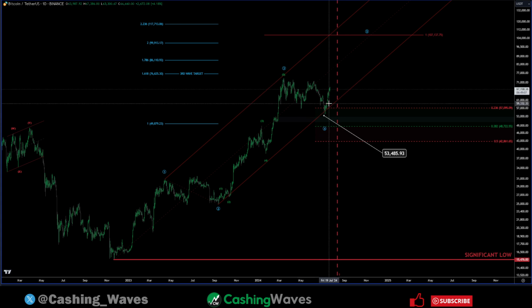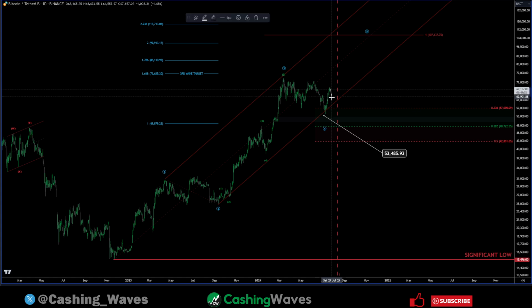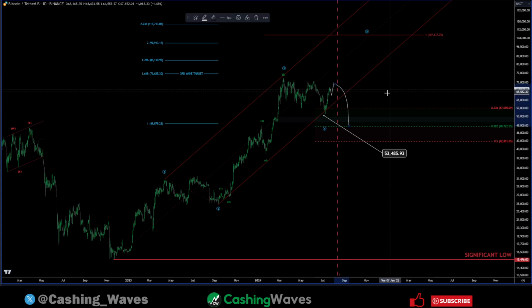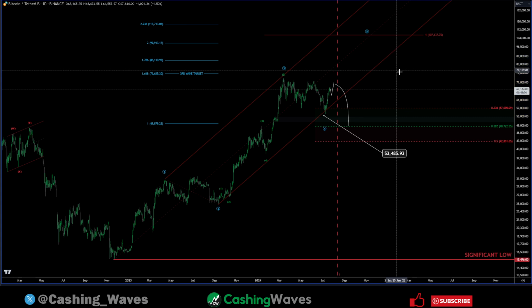And another thing I just need to take note of is once we get our 5-wave move up, there is a possibility we roll over for one more before moving to the upside.